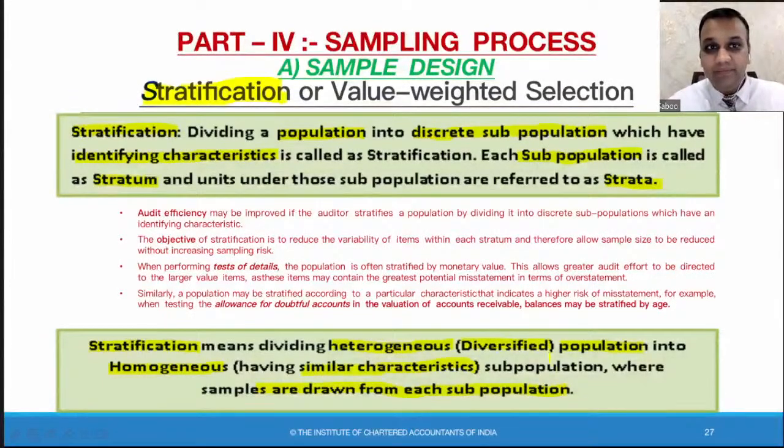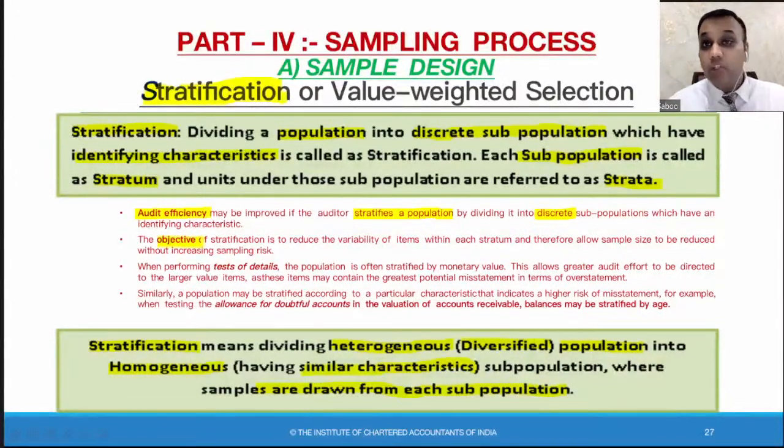Okay. So what does it say? Audit efficiency may be improved if the auditor stratifies a population by dividing it into discrete, which means whole number, subpopulations which have identifying characteristics. Discrete means different from each other, which can be counted properly. What is the objective of stratification?